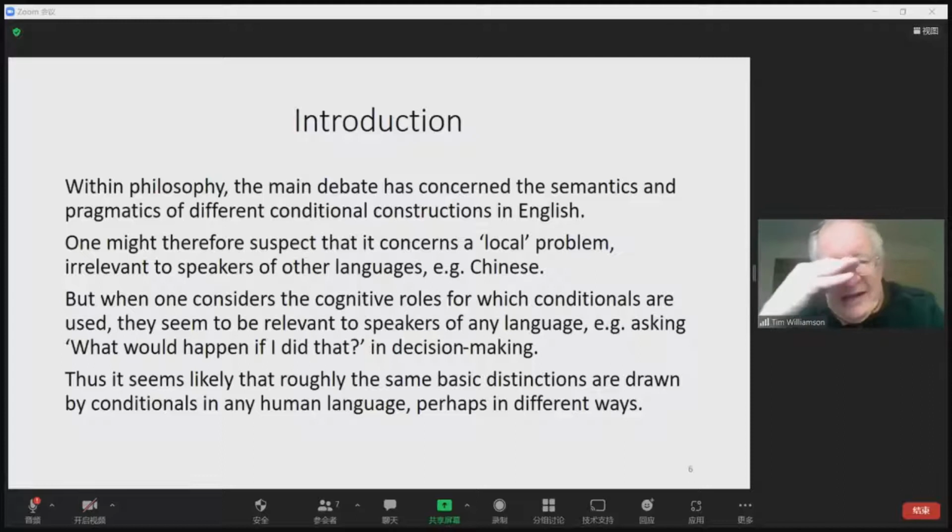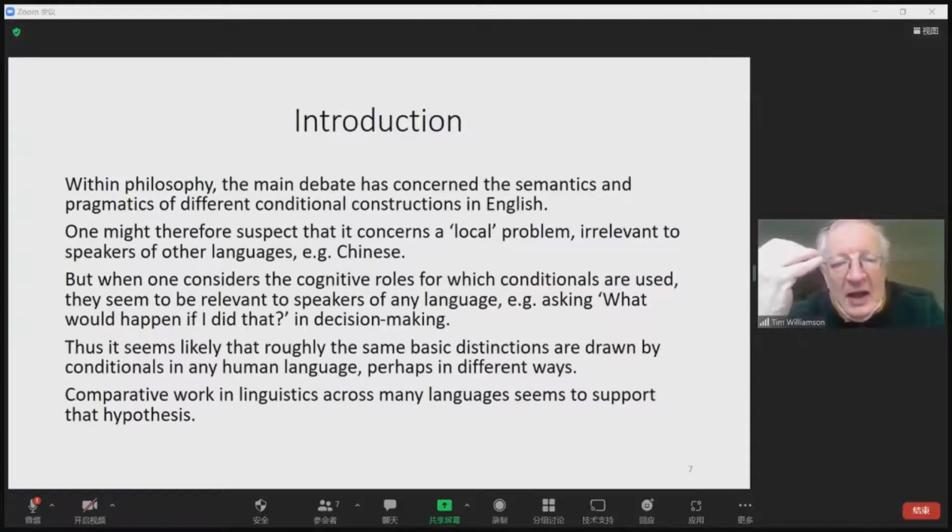And so it actually seems likely that roughly the same basic distinctions are drawn by conditionals in any human language, but perhaps in different ways. And it's an interesting question how much variation there is. Some linguists have done comparative work on conditionals, studying how they work across many languages. And on the whole, as I understand it, the evidence seems to support the hypothesis that we're dealing with some basic conditional distinctions, and they're going to be in any human natural language. But of course, the exact way in which these conditional constructions are implemented in different languages can vary quite a bit from one language to another.